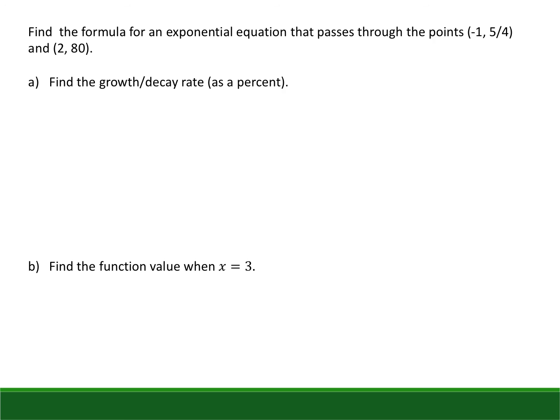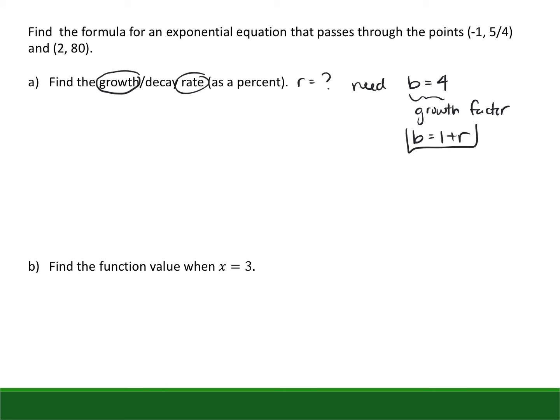Now let's find the growth or decay rate. So to find the growth or decay rate, which is r, we're going to need to know what b is. And recall that in step 1, we found out that b is 4. So because our function is growing, b is a growth factor, which means we're going to find a growth rate. And to find this, remember, if you have a growth factor, the general equation for a growth factor is always 1 plus r. And so we're going to use that to help us find r, which is the rate.